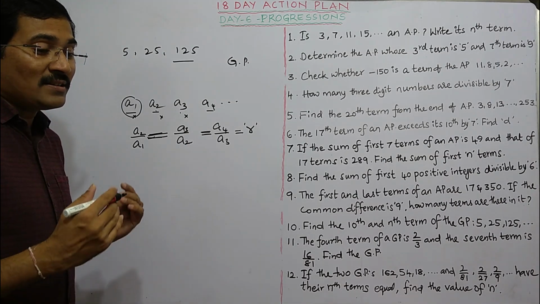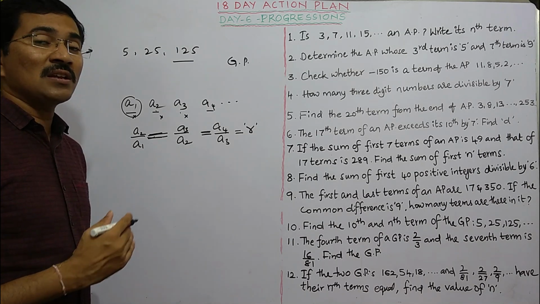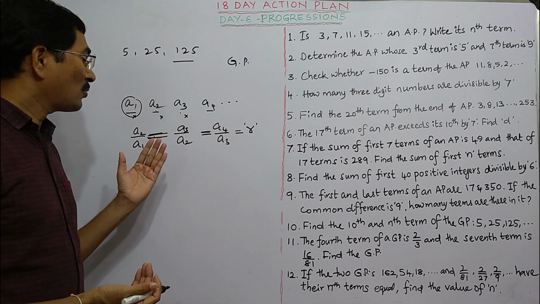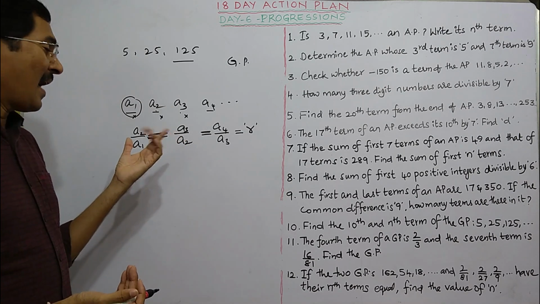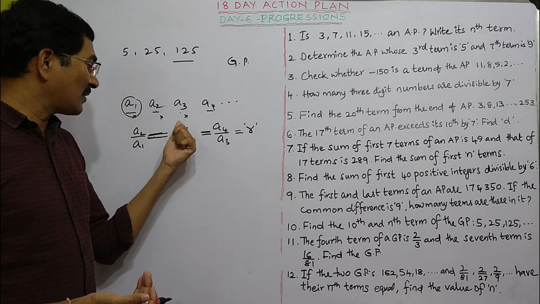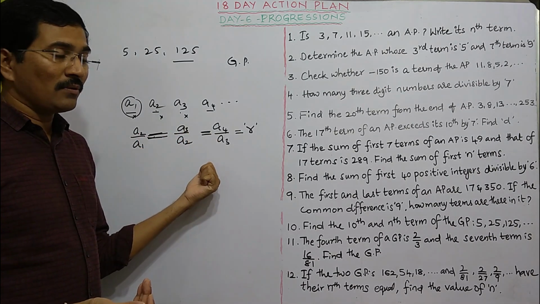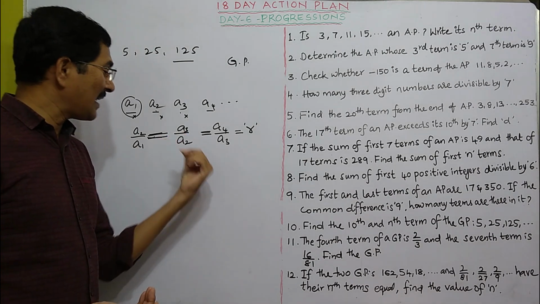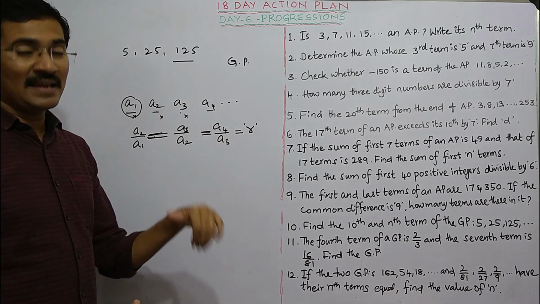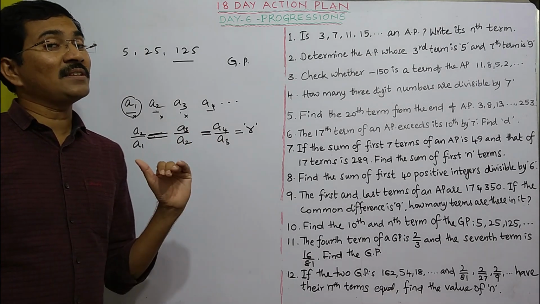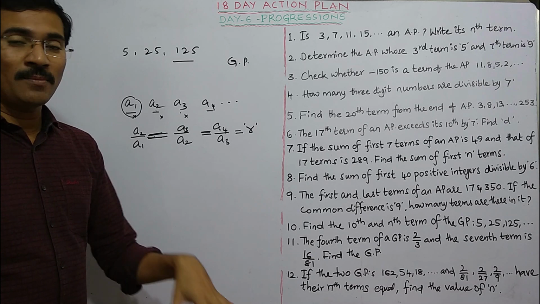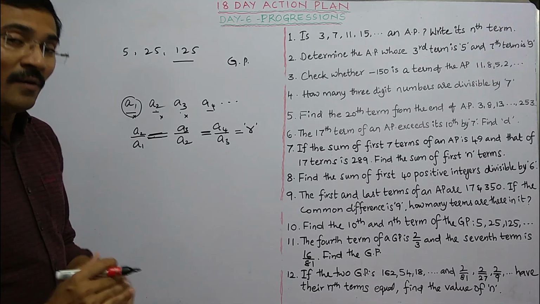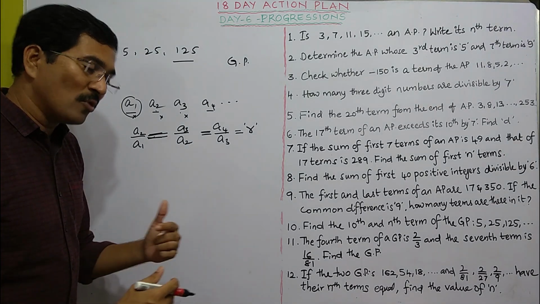So to find whether a series is an arithmetic progression or a geometric progression, we have to test this. Either is A2 by A1 equal to A3 by A2 and equal to A4 by A3, or is A2 minus A1 equal to A3 minus A2 equal to A4 minus A3. So depending on this, we will decide whether it is an arithmetic progression or a geometric progression. Now let us go into some more details.